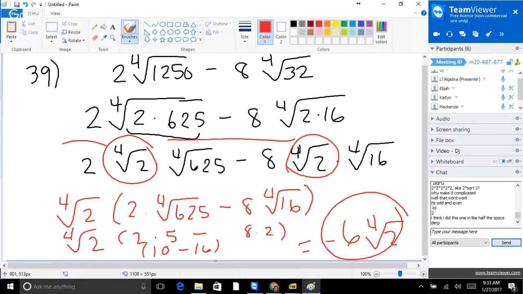You did this one in half the space. There's other ways to get there. There's probably an easier way to get there, right?